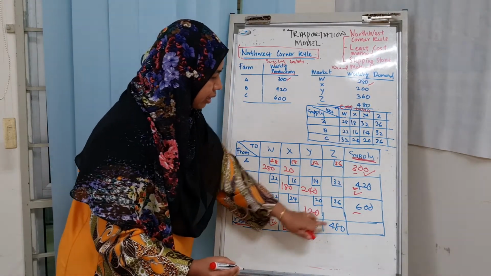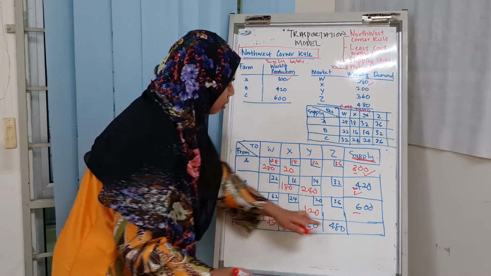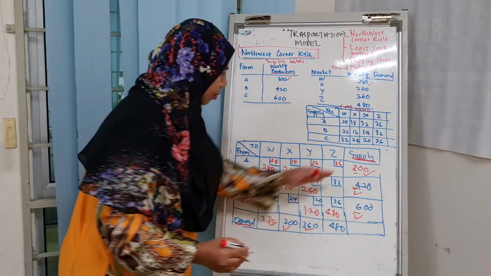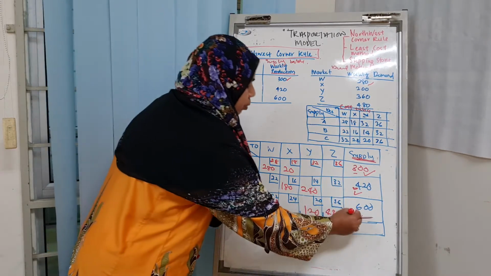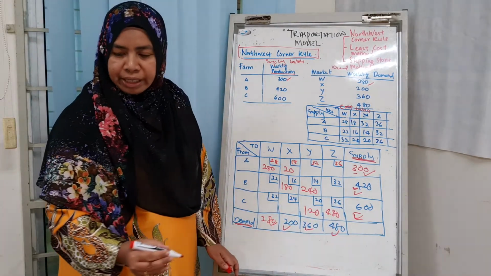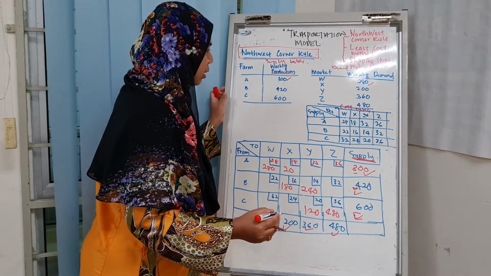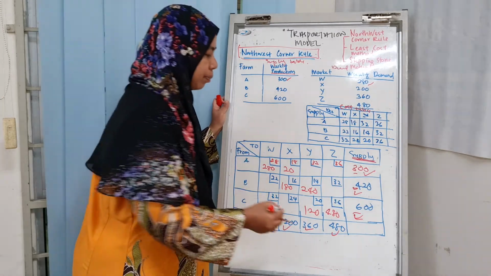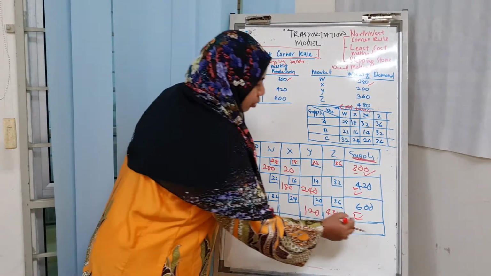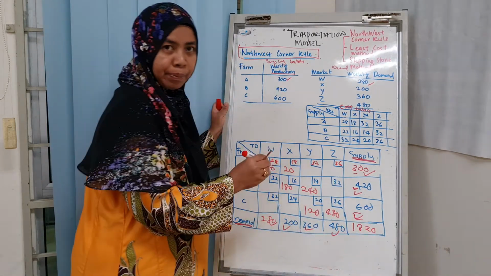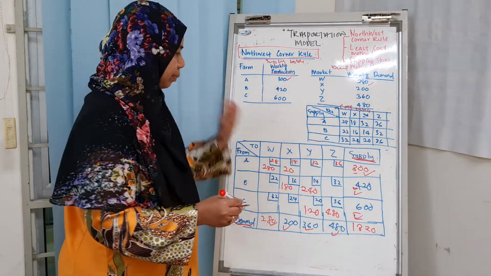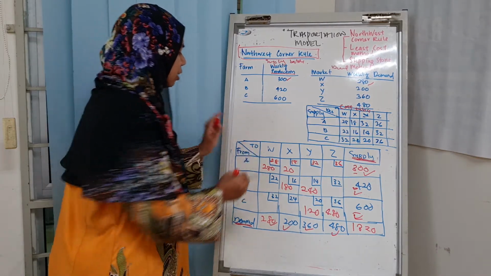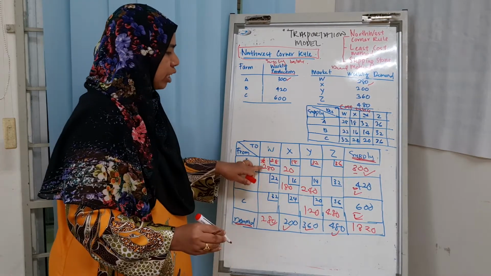And then lastly, this one is settled, and the balance is 480. So this one is accurate. I forgot to state that the total supply and total demand must be the same, which is 1,330. If it is not the same, you have to go to another method. So this is the northwest corner rule, starting from here.